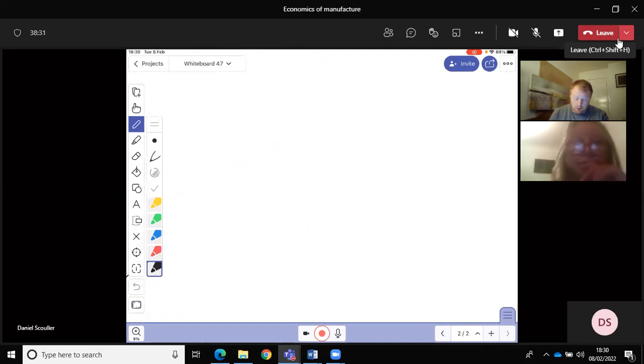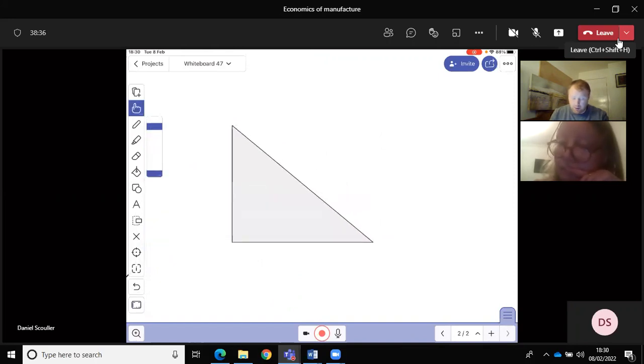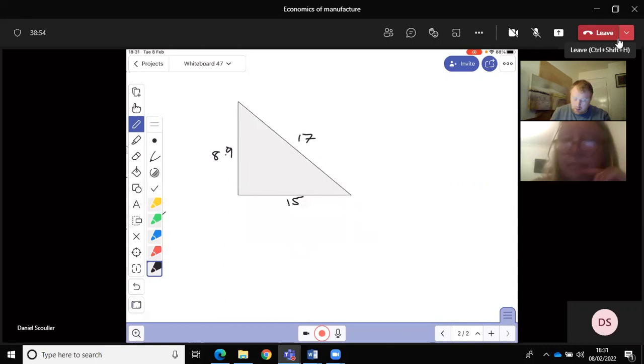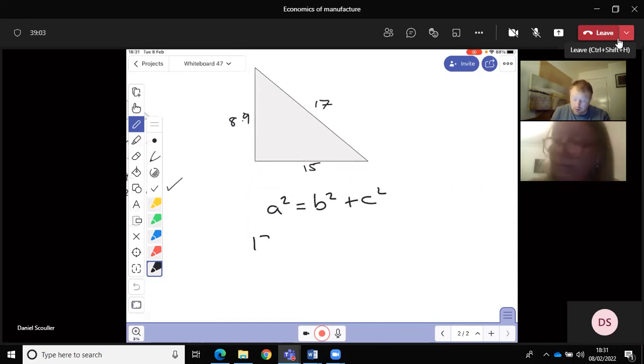Okay, so same question. Is this a right angle, or prove the angle is not 90 degrees. So if you're given 17 and 8.9 and 50, you would still put it in that formula. So that would be correct if it was 90 degrees. So we just go through it and put everything in.